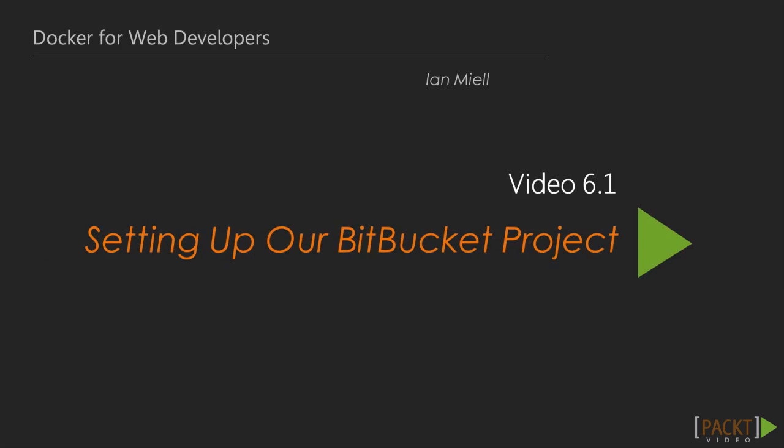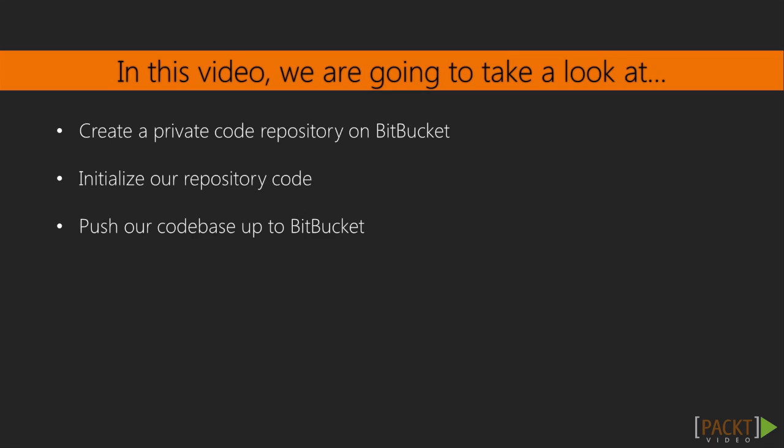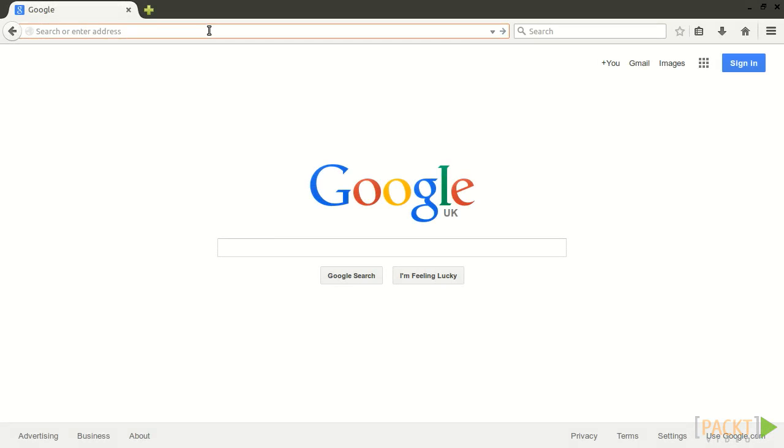In this video, we're going to create our own copy of the mortgagemeter.com's code in our own repository. We're going to create a private repository on BitBucket, initialize our repository code, and push our codebase up to BitBucket. By the end of this video, we'll be ready to put our codebase into the Docker Hub workflow. We're going to use the BitBucket account we created at the beginning of this course.